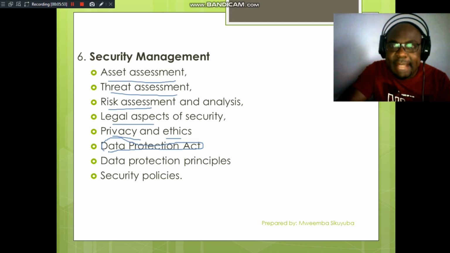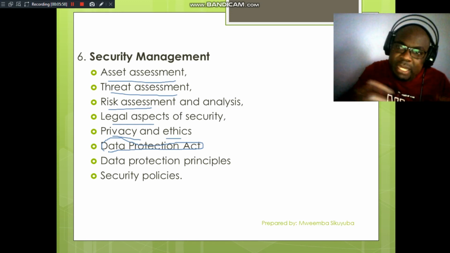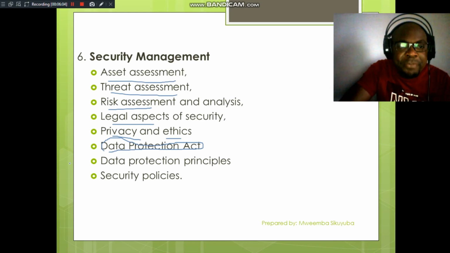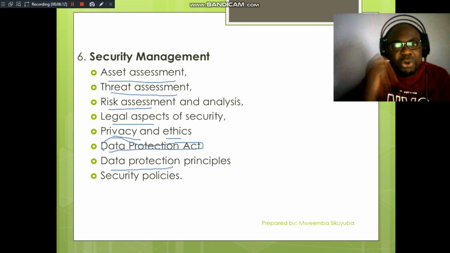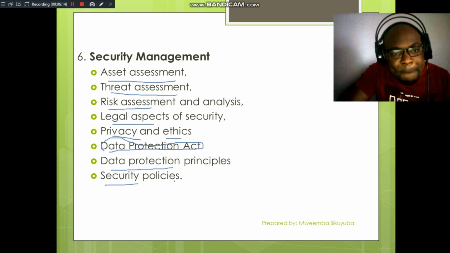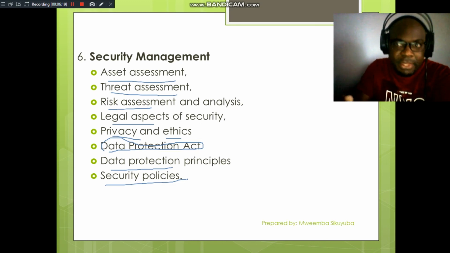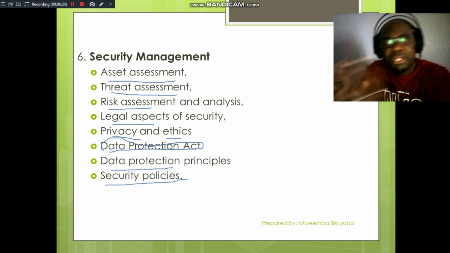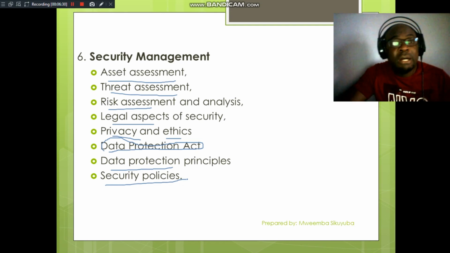It is an act that protects all people that use data in various ways. We are also going to look at issues of data protection and principles. Over and above, we are going to look at the security policies that are there to govern issues of computer security. This is part of the content that we are going to look through.